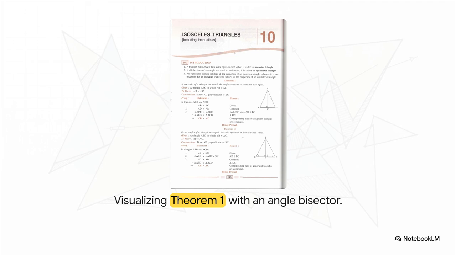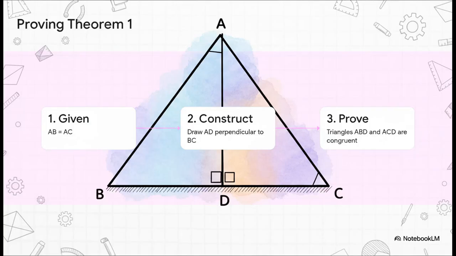Now, what's really interesting is how we actually prove this rule of reciprocity. If you picture an isosceles triangle, ABC, where side AB equals side AC, and you just drop a single perpendicular line straight down the middle from the top vertex A to the base BC, well, you instantly create a perfect mirror image. Let's trace the logic on this.